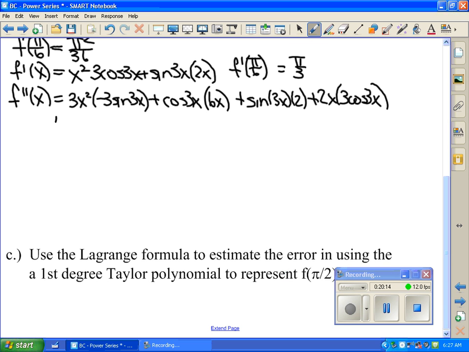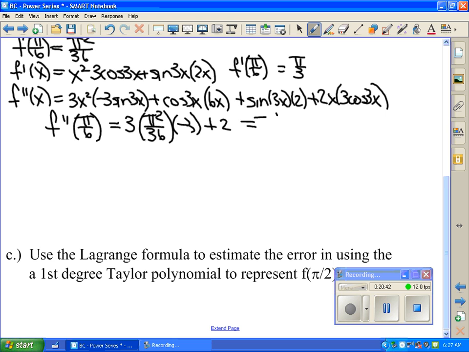Substituting in pi over 6, f double prime of pi over 6. Let's see, the first term has a sine, so that part's going to be there. So that'll be 3 times pi squared over 36 times another negative 3 times 1. Second term is going to be 0 because cosine of 3 pi over 6 is 0. Third term, we're going to get 2 times sine of pi over 2, so that's 1. And then the last term is 0 also. So this is going to simplify to negative 9 pi squared over 36 plus 2, or 2 minus pi squared over 4.